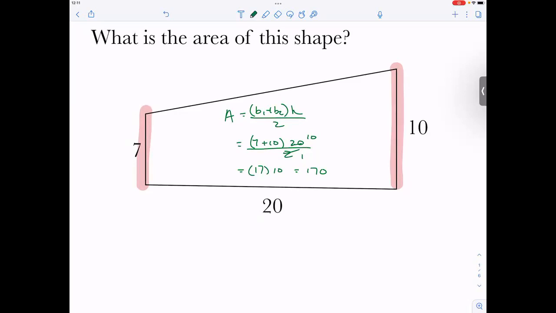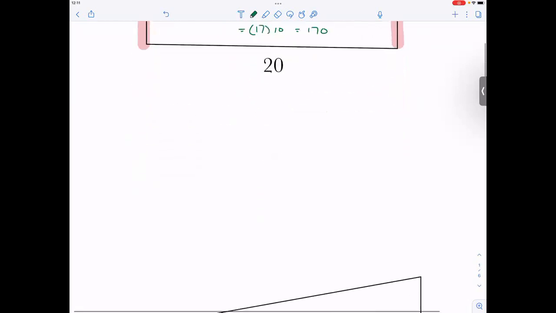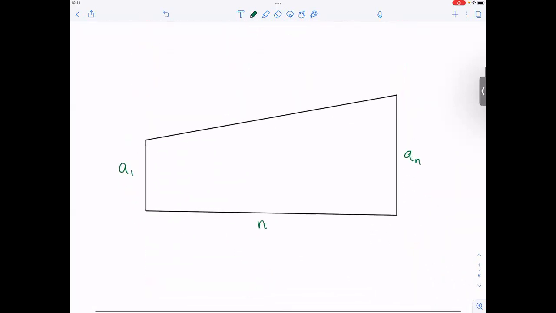Now, if you understand this little equation, this little area of a trapezoid, then I want you to draw the same trapezoid, but you label the sides a little bit differently. These would be the labels. The left base would be base A1. The right base would be AN. And your little height should be N.